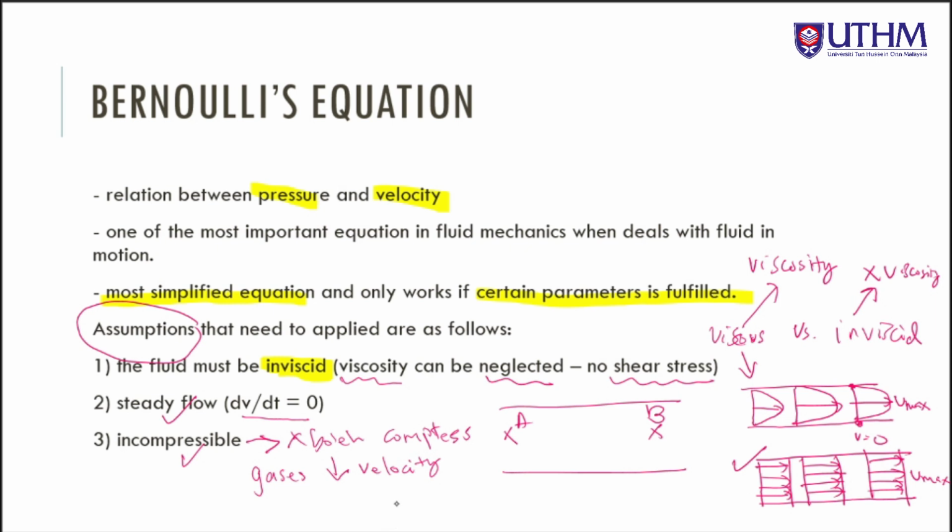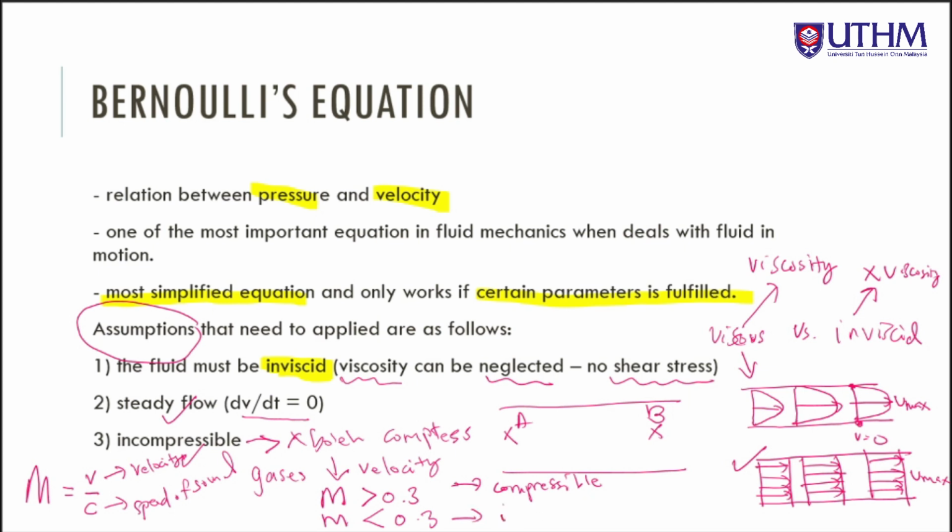Liquid we cannot compress, or sometimes gases but with low velocity. Gases with low velocity we can define through the Mach number. I already defined the Mach number last time. Mach number equals V over C, where V is the velocity of the fluid and C is the speed of sound. So if the Mach number is more than 0.3, the fluid flow is considered compressible. However, if the Mach number is less than 0.3, then we can assume that the flow is incompressible.